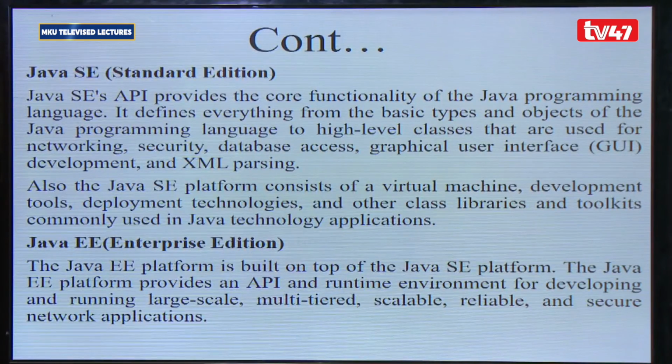The other edition we have is the Java Standard Edition, which provides the core functionality of the Java programming language. It defines everything from the basic types and objects of Java programming, to the high-level classes used in networking, security, database access, graphical user interface, and XML development. So Java's Standard Edition is very basic, and you must know it so that you're able to navigate through the Java environment. The other one is Java Enterprise Edition.